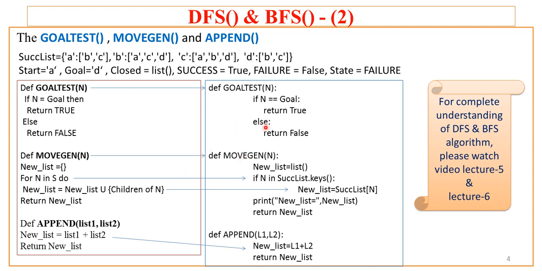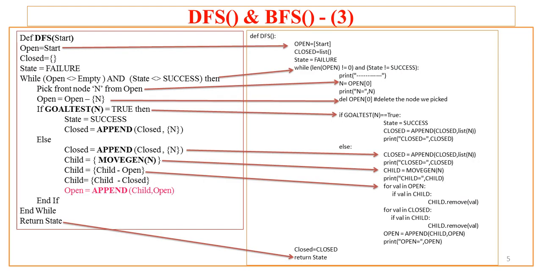So this is basically the operation of goal test, MoveGen and append. But for a complete understanding of the DFS and BFS algorithms, please watch video lecture 5 and video lecture 6 of this series, so that you will have a better in-depth understanding of these algorithms. Here my intention is just to help you figure out how the logical steps are transferred into actual Python code. My intention is not to explain. Let us now see the implementation of the DFS and BFS algorithms.